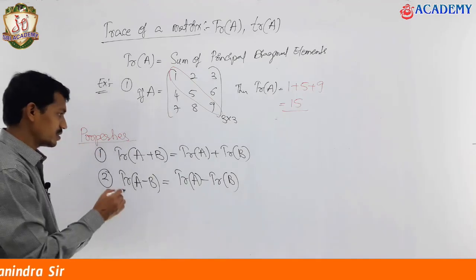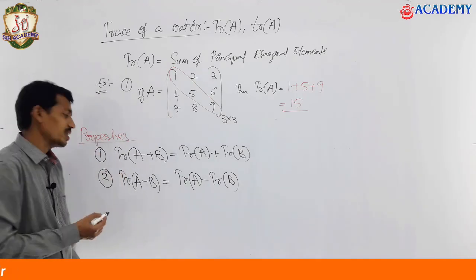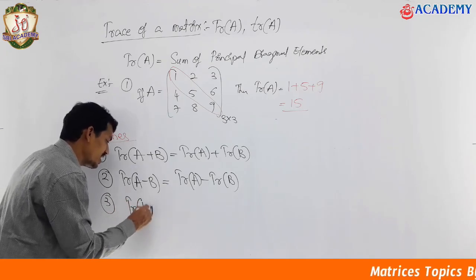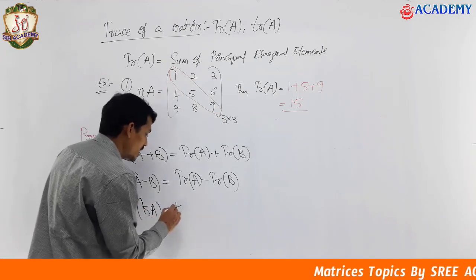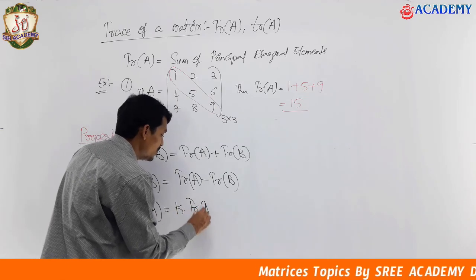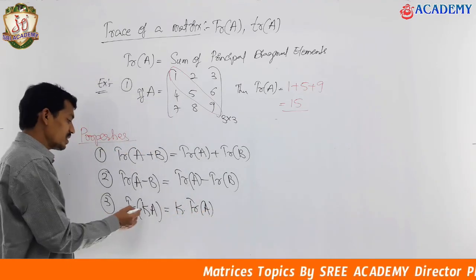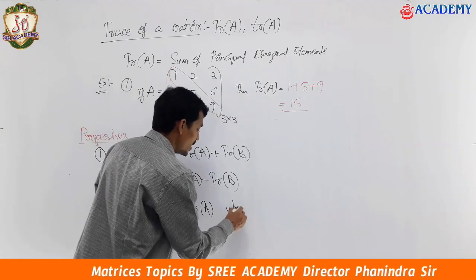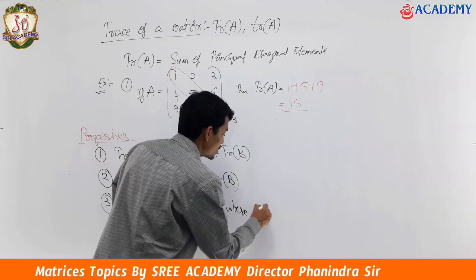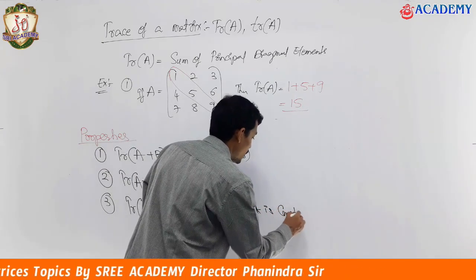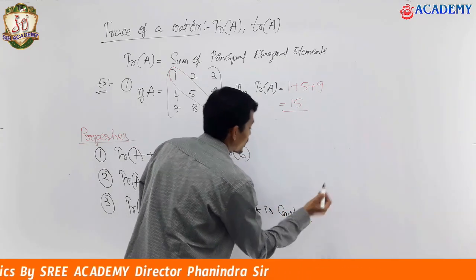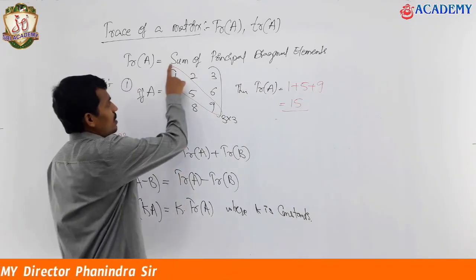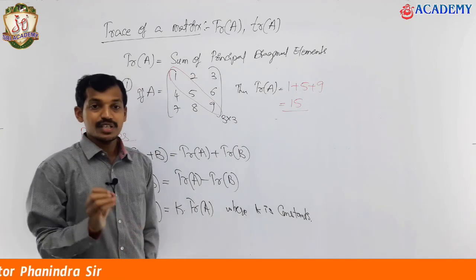By using these properties, one more we can write: trace of KA equals K into trace of A. If we know the trace of the A matrix, we can say the trace of the KA matrix, where K is a constant. Indirectly, trace is nothing but the sum of principal diagonal elements.